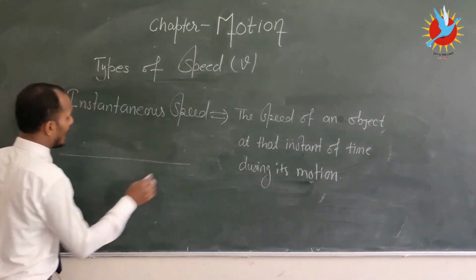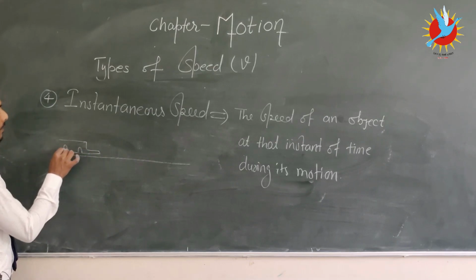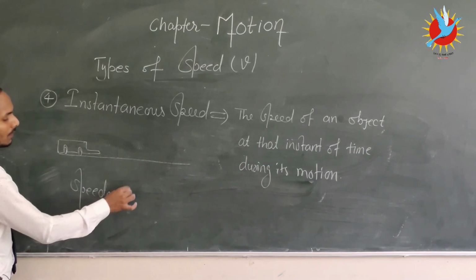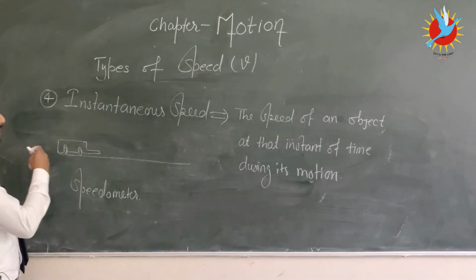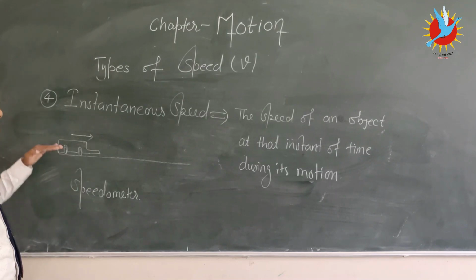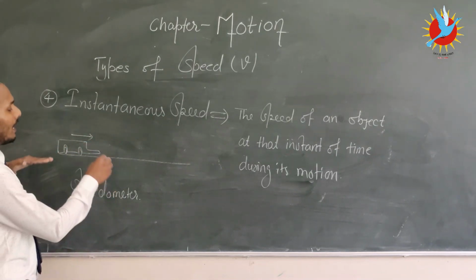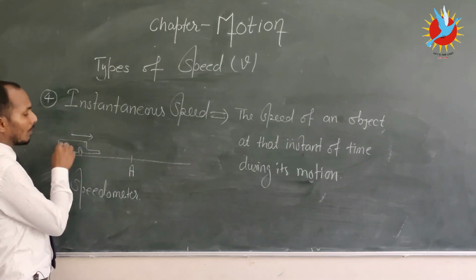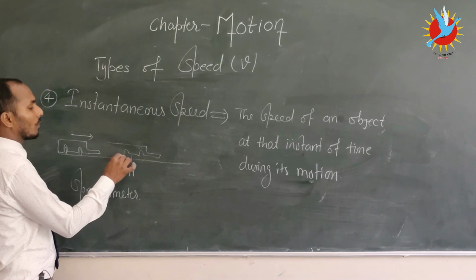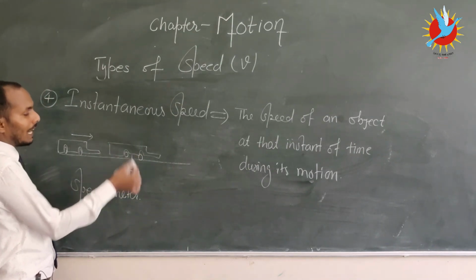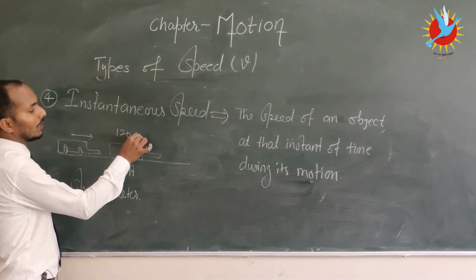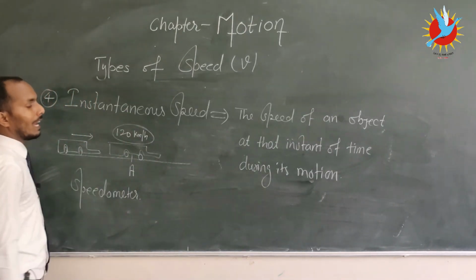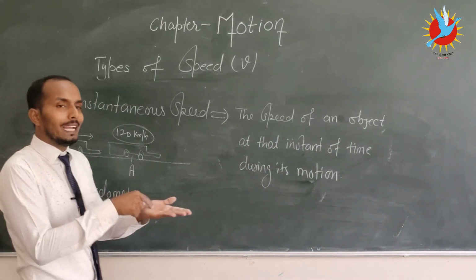Take an example. Suppose that you and your friend are moving in a car, and the vehicle has a device known as a speedometer. The car is moving, and you ask your friend what the speed is right now. Your friend says that right now its speed is 120 kilometer per hour. This speed is known as instantaneous speed. Instantaneous speed means speed at that instant.